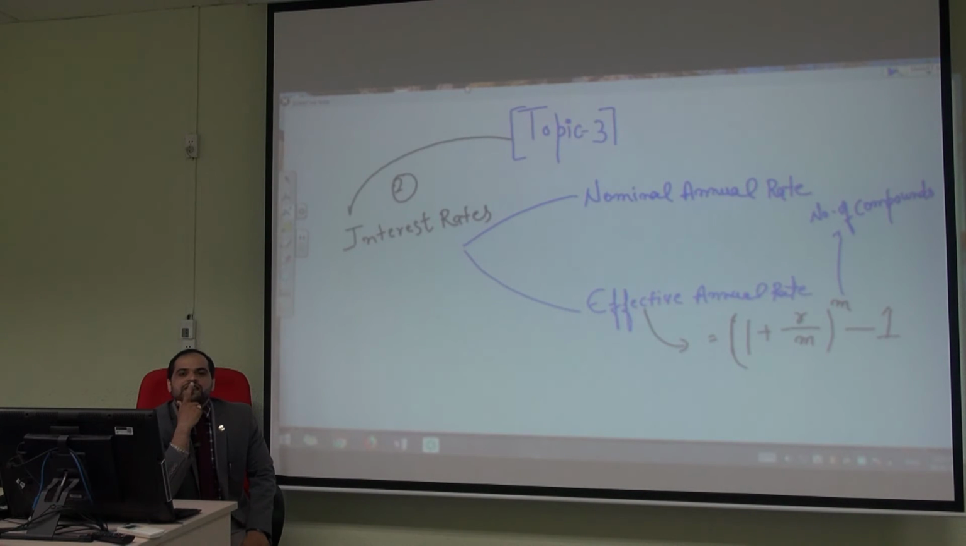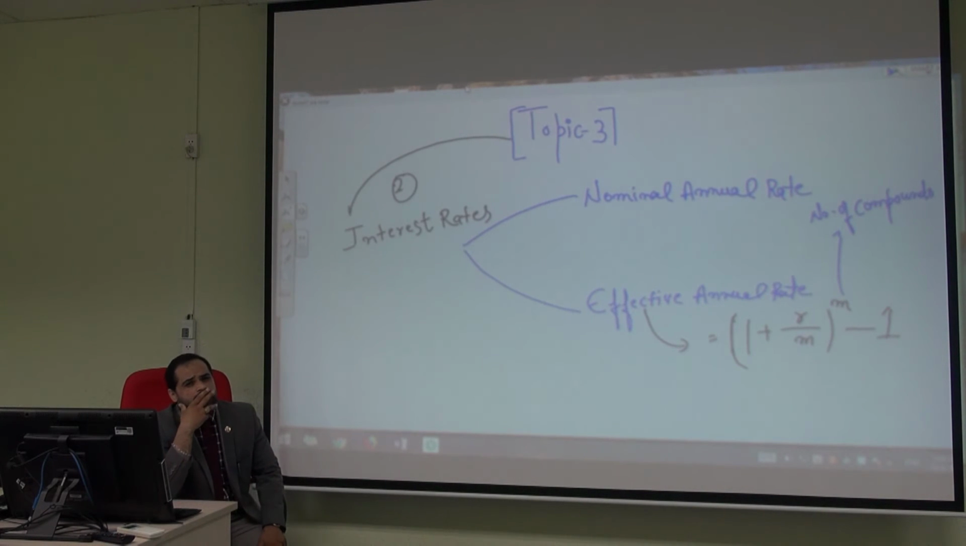For example, we are making an investment or cash outflows semi-annually. Alright? So in that case, the number of compounds will be 2. If cash flows are quarterly, the number of compounds will be 4. If investment is monthly, the number of compounds will be 12. And if weekly, the number of compounds will be 52. If daily, the number of compounds will be 365.